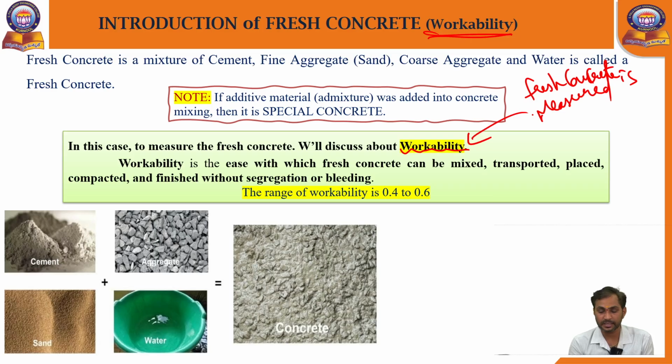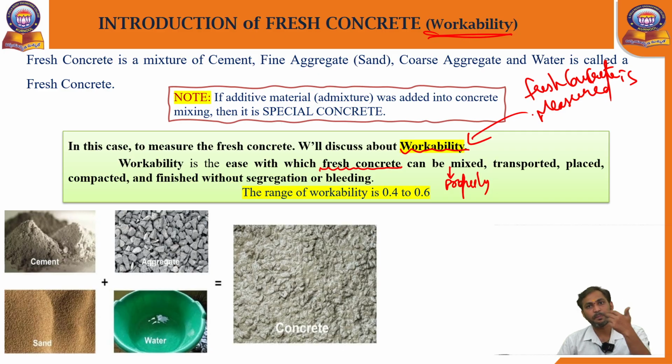Workability is that property with which the fresh concrete can be properly mixed, transported, placed, compacted and finished without any segregation or bleeding. On the ground floor or on the road, the concrete is mixed properly, and after mixing it is transported to the 5th floor. How? Through trolleys, lifts or pumps. The transportation also has to be done properly. Next, placing. Where do we place it? In the slab areas or the beam areas. We have to place it properly.